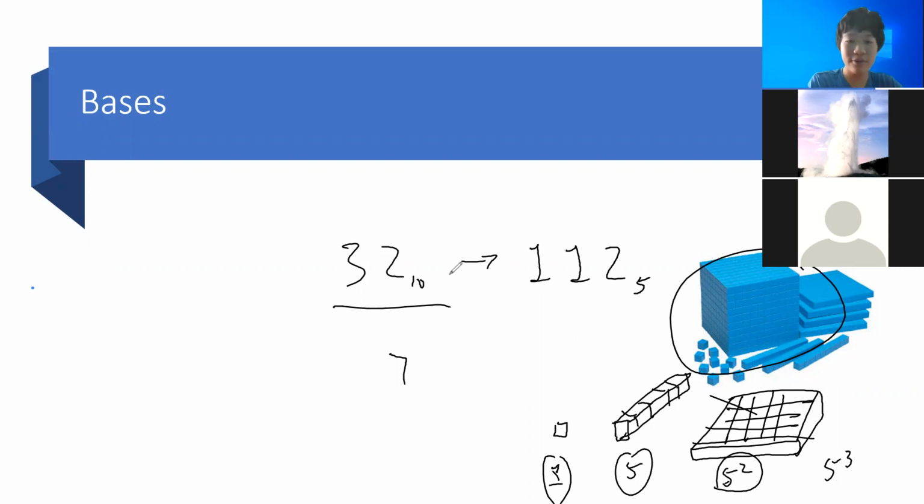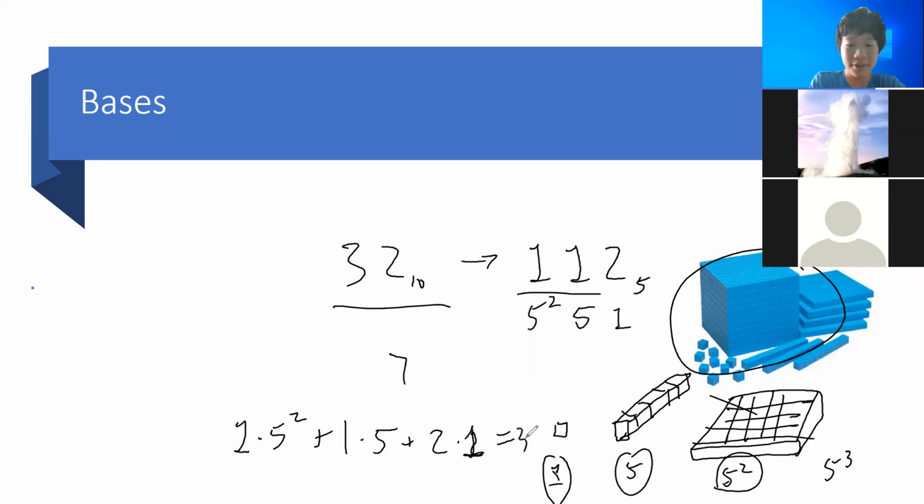And we can go the other way around, because this place is 5 squared, this is 5, and this is 1's place. This 1, 1, 2 is the same thing as 1 times 5 squared, plus 1 times 5, plus 2 times 1. All right? It doesn't look like a 1. If we were to add these all together, we would get back to 32. Okay? So this is how we transfer between bases.